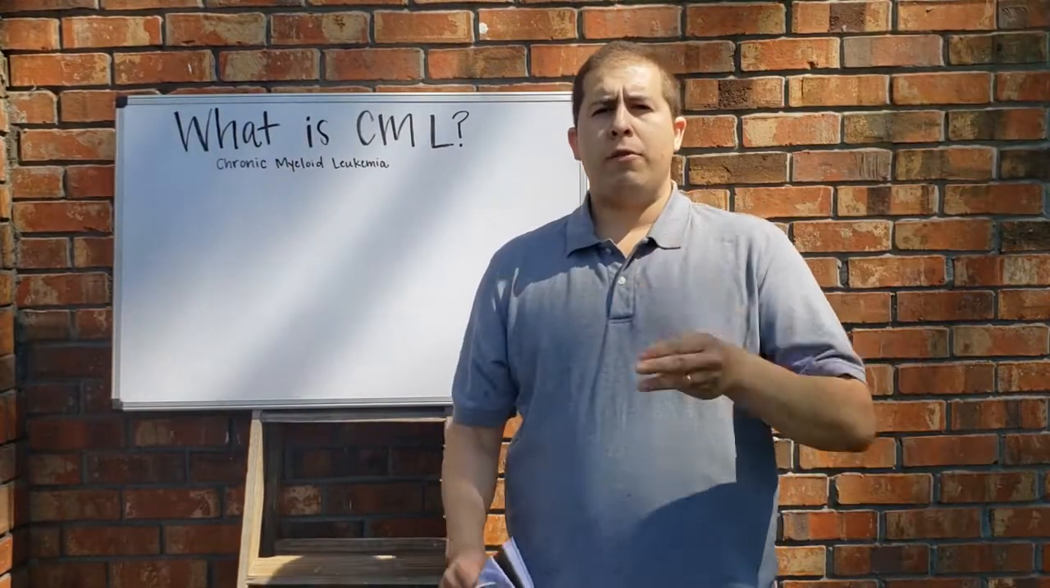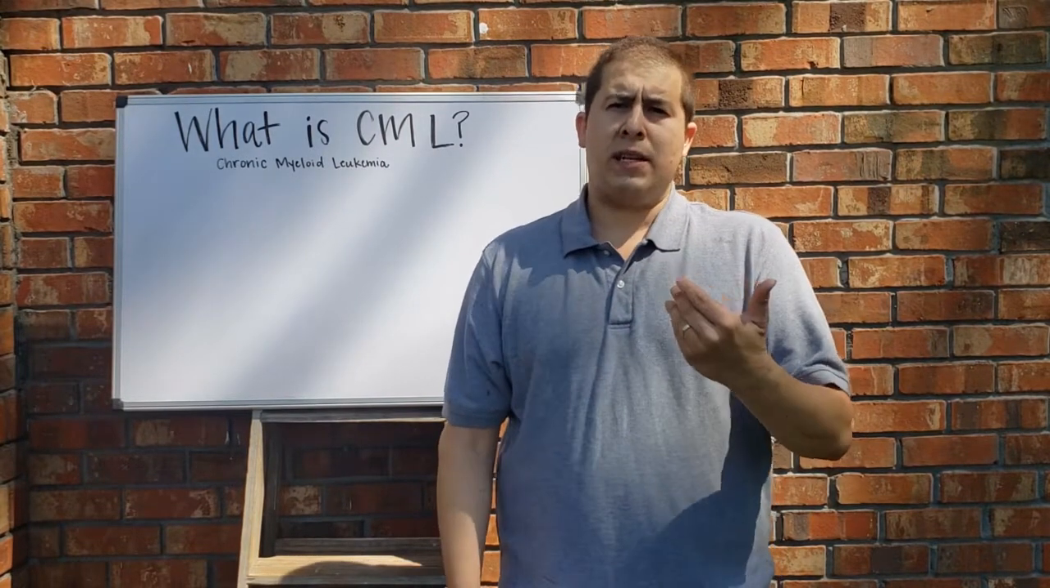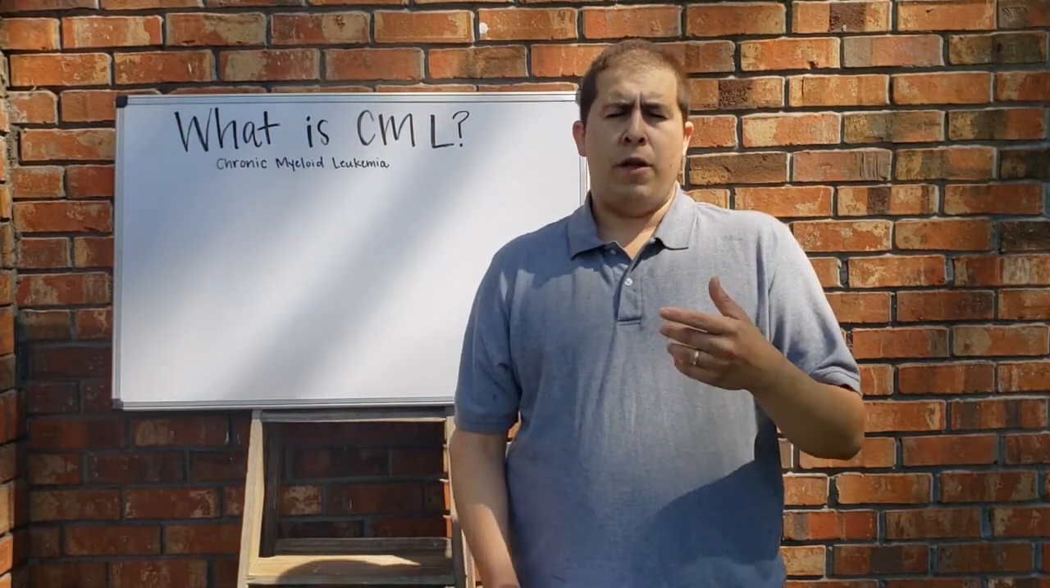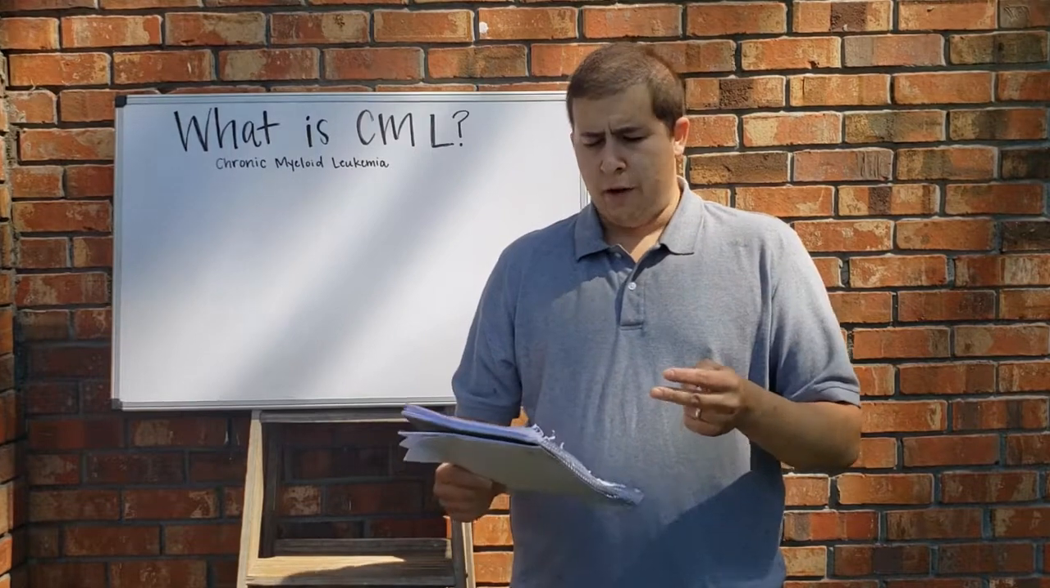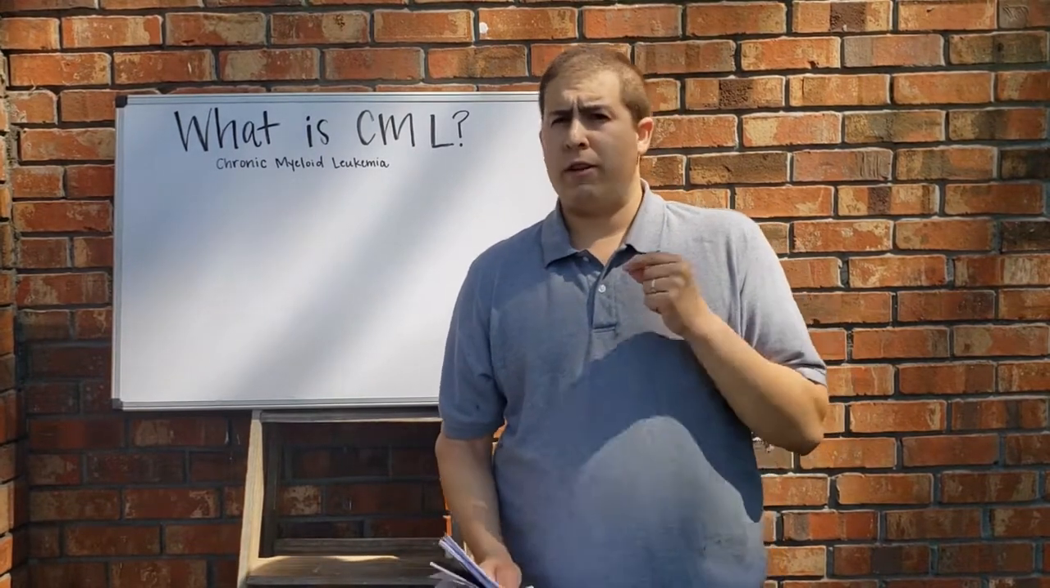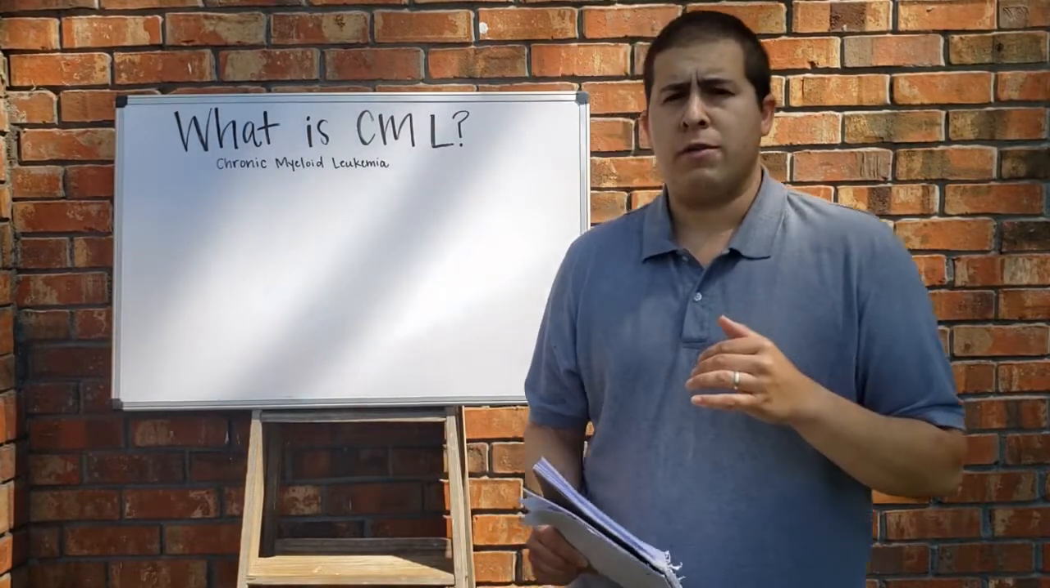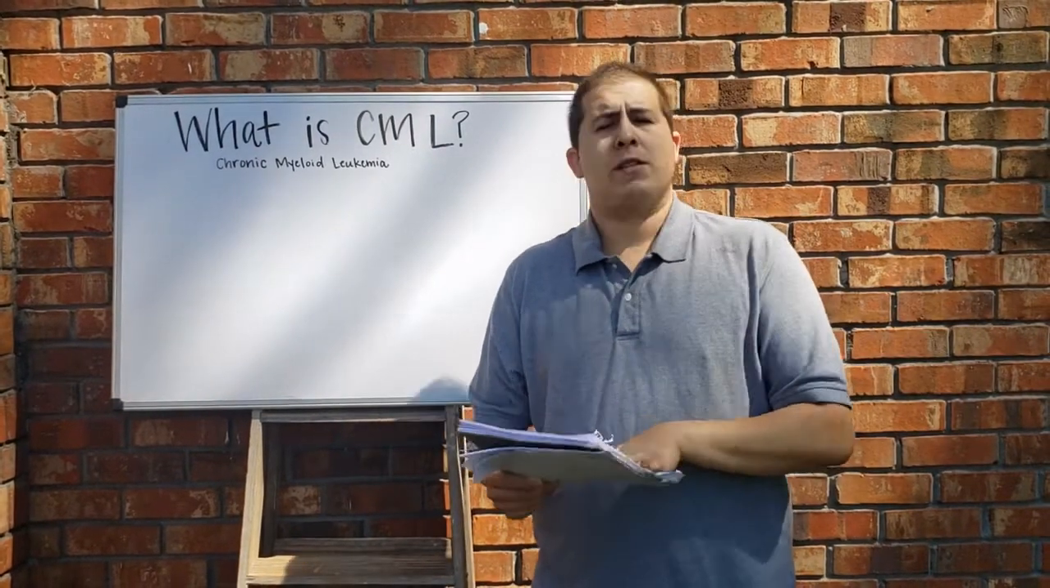So there are three main defects and abnormalities that can happen in the chromosomes. There's translocation, inversions, and deletions. We're going to focus on the translocations of chromosomes for now, because that's what causes the CML.